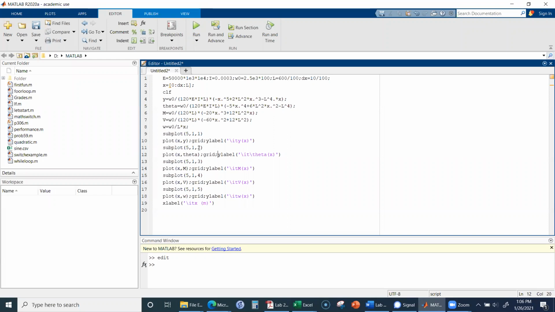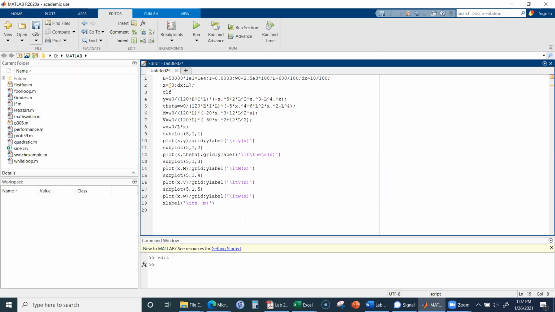Okay, the second plot plots x versus theta, that is the slope. The third plot plots x versus moment, that is the bending moment, and then the fourth plot plots x versus V, the shear force. Shear force is represented by V, and then the last one is for the loading, and then there is the label for the loading.